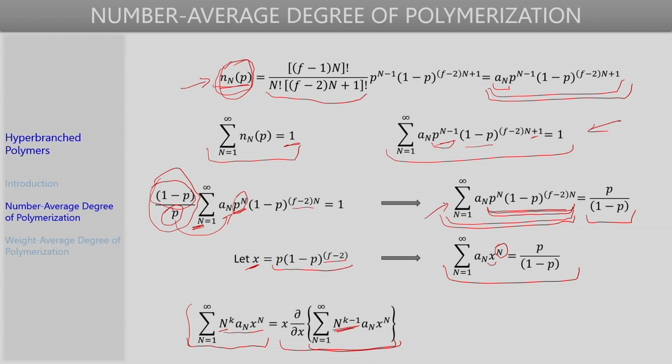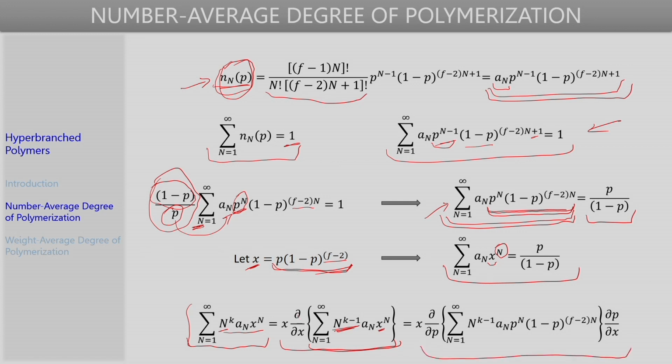Okay. So, if instead of x, we just replace x by what it stands for, then that expression becomes this. And here, instead of del by del x, in the next step we have taken del by del p, and then to account for that change in the variable with respect to which we are differentiating, we have also multiplied this del p del x term here. We will see that the expression that we have developed here will be useful in developing expressions for both the weight average and number average degree of polymerization.